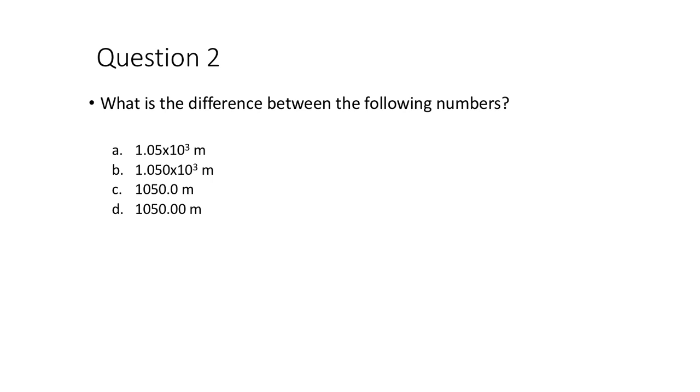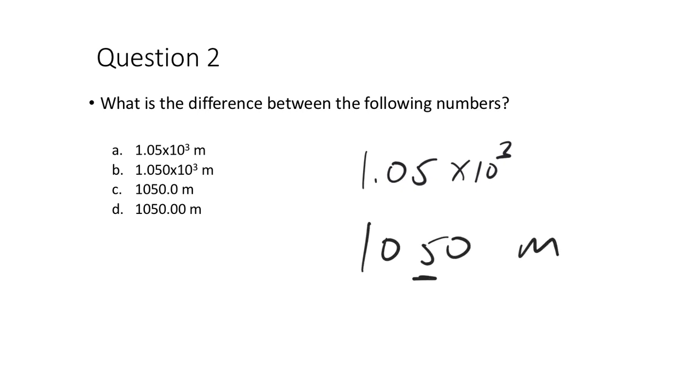Okay, so what is the difference between the following numbers? This is getting at what sig figs are getting at here. So we see 1.05 times 10 to the 3 meters, 1.050 times 10 to the 3 meters, 1,050.0 meters, and 1,050.00 meters. So these are all actually representing a number that looks like 1.05. I'm just going to rewrite this here to show that that would be 1,050 expressed out to meters. So this would be 1,050 with 3 sig figs, with 4 sig figs, with 5 sig figs, with 6 sig figs. So these are all representing the same value, but with greater precision.